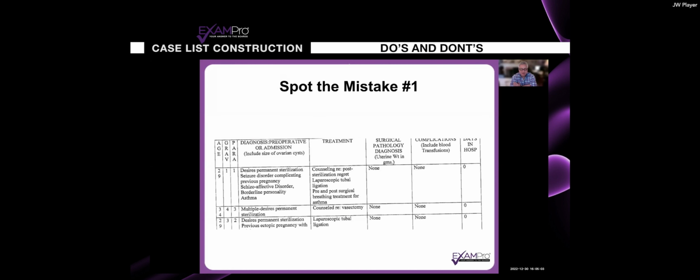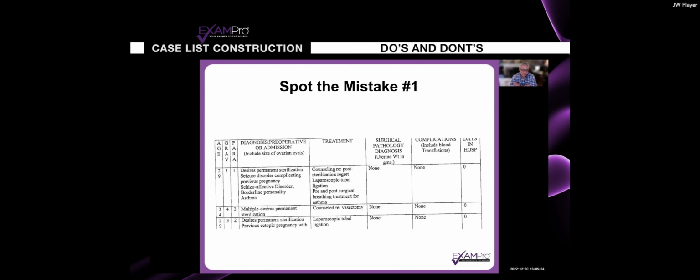Now, if we look at the treatment, let's look at all three patients. The first patient says counseling regarding post-sterilization regret. So all patients should be counseled regarding post-sterilization regret. That would be part of informed consent. So I would argue that would definitely not be something I would include with this patient.